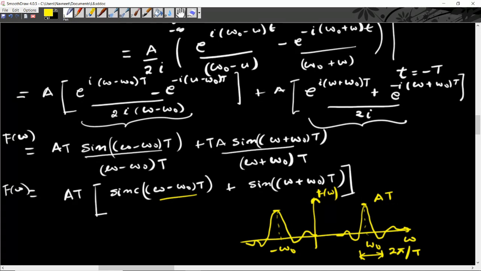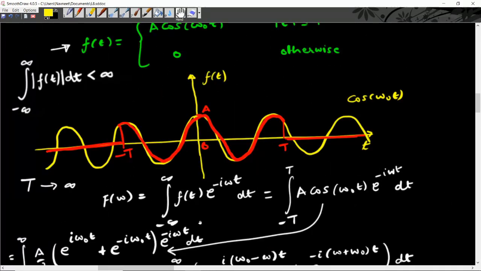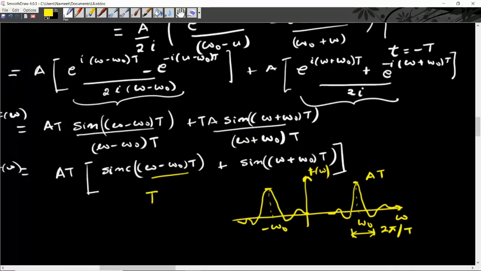So that means as I increase my value of T, that is half of the pulse duration of the pulse modulated cosine wave shown over here, these peaks will become narrower and narrower and their amplitude will keep on increasing. And we'll see that as T tends to infinity, the pulse modulated cosine function becomes the cosine function for times minus infinity to infinity.